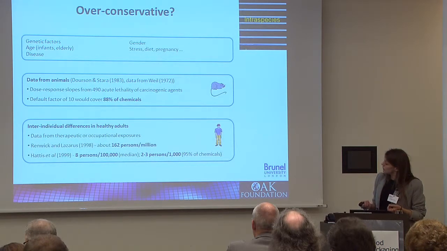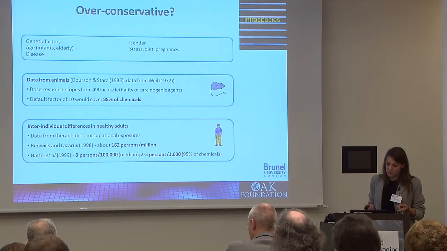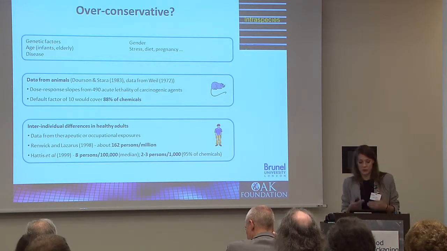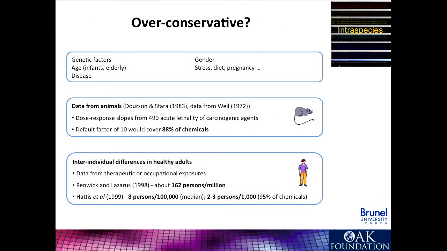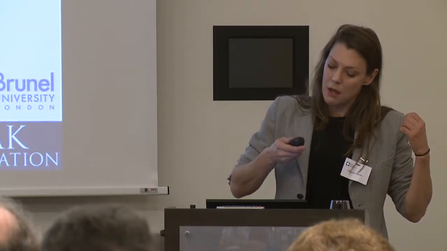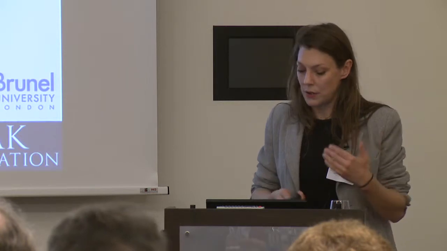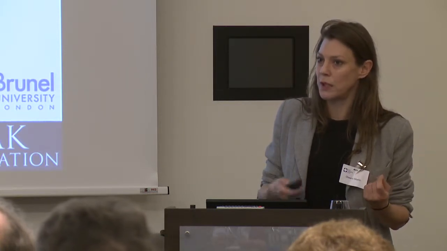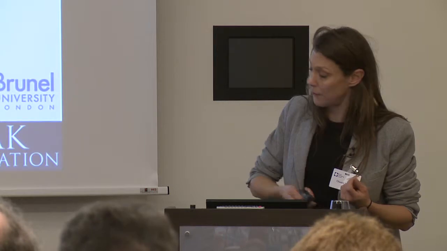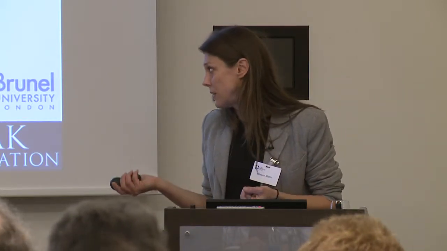And then there's another 2 databases that have been compiled by different authors, and there's some overlap between the 2 databases. They use data in healthy adults from therapeutic or occupational exposure. There was clinical trial data in terms of the metabolism of drugs, etc. And from there, they tried to compare that to a level of protection and calculate the number of people that would be covered by the default factor. And Renwick and Lazarus found that 162 persons per million would be covered by that factor.